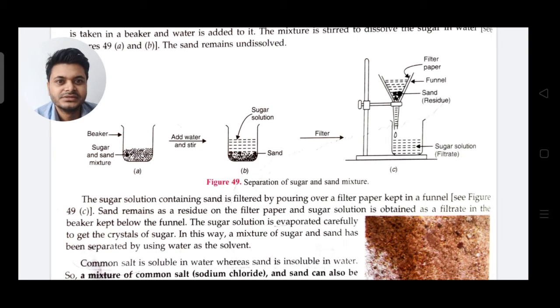Next, the sugar solution is evaporated carefully to get the crystals of sugar. In this way, a mixture of sugar and sand has been separated by using water as solvent. So this is a method of separating sugar and sand by taking water as solvent.